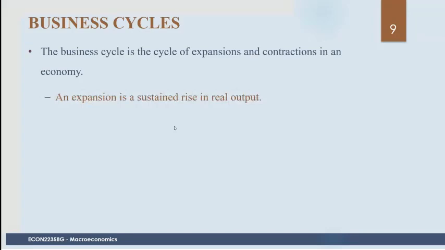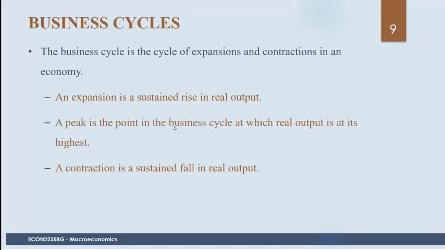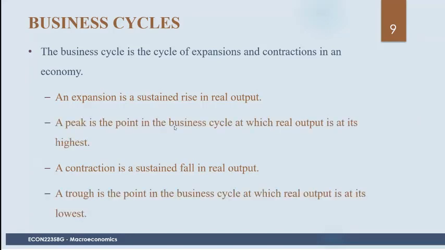I'm sure you know what business cycles are, but a business cycle is just a cycle of expansions and contractions in an economy. An expansion is a sustained rise in real output. A contraction is a sustained fall in real output. And so the peak is the point in the business cycle at which real output is at its highest. And then a contraction is when it falls. And so a trough is the point on the business cycle where it's at its lowest.